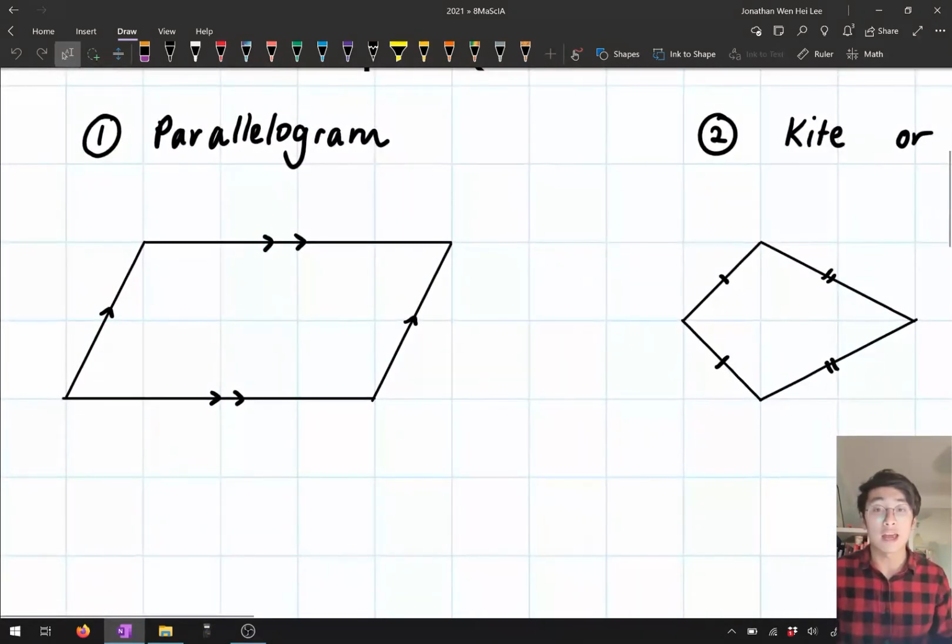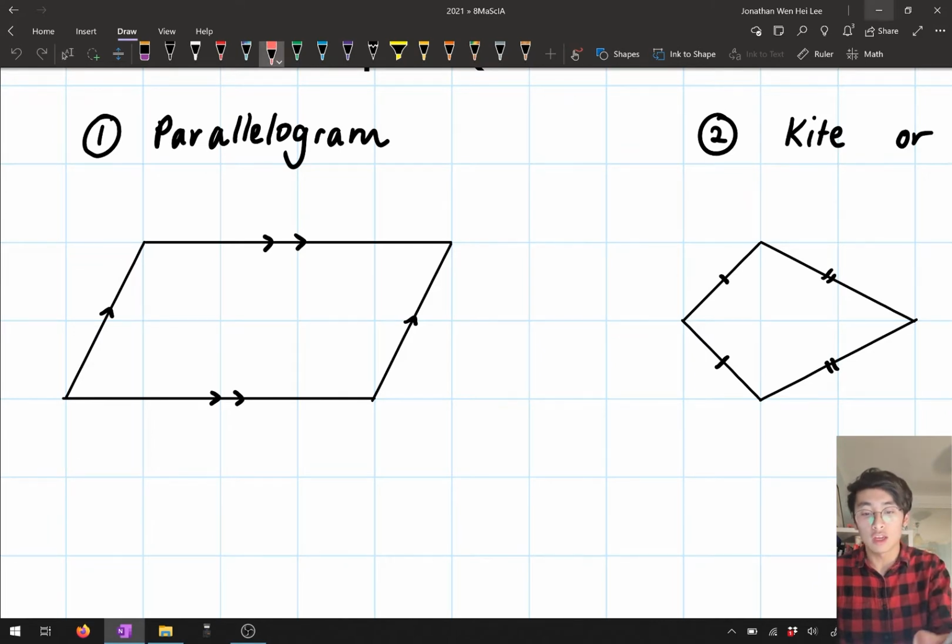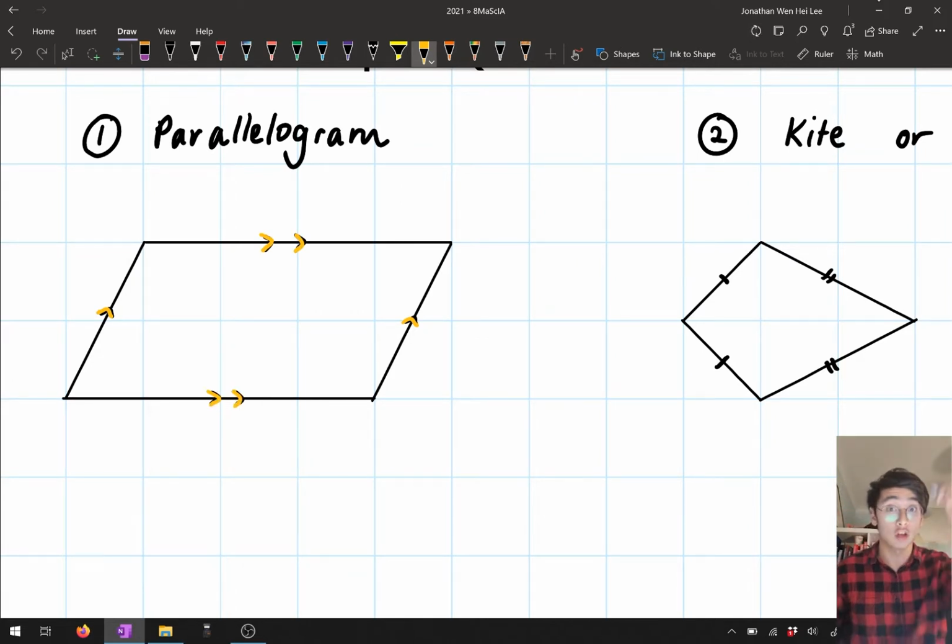The first one is a parallelogram. Now, a parallelogram is a quadrilateral, a four-sided shape, where the opposite sides are parallel. So if you look at this parallelogram, the opposite sides have an equal number of arrows going through them. On my left-hand side I've got one arrow going through, and I have one arrow on my right-hand side, meaning they're parallel. And the top and the bottom have the same number of arrows going through them, which means the top and the bottom sides are parallel. The other thing is that the opposite sides are also equal in length. I forgot to put that in as well.